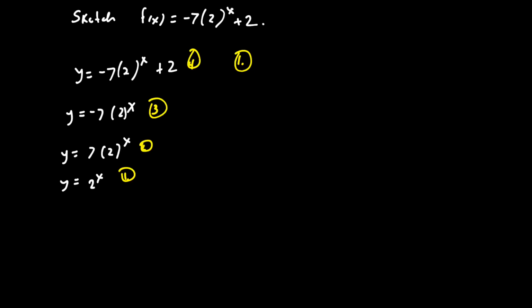So number 1, we just have our regular graph here. This is an increasing exponential function. And the graph of such a function looks something like this.